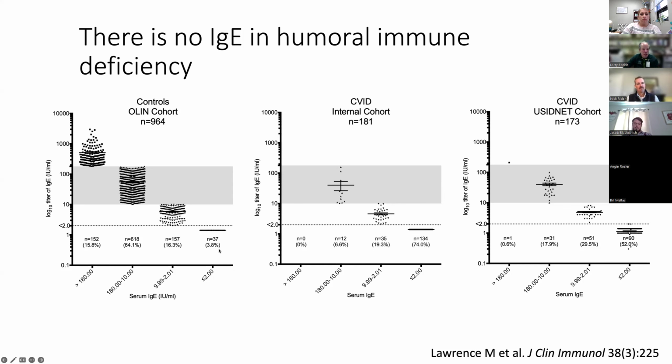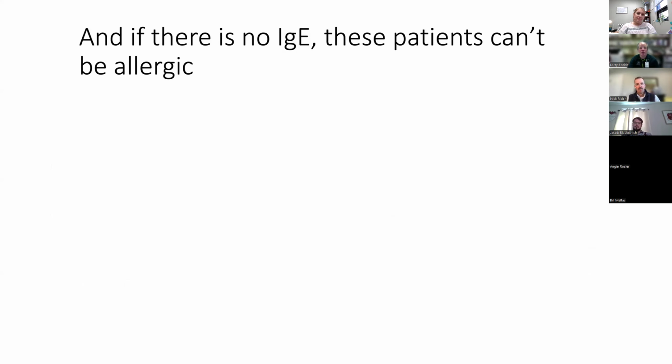And the takeaway message is that absence of IgE is pretty rare in healthy individuals, although it does happen. In contrast, this is the UVA CVID cohort. This is a national network of immune deficient patients. And what you see is anywhere from 52 to 74% have no IgE. And if you include the people with vanishingly low IgE, it's close to 90% of patients who just don't have IgE in these disorders. So if they don't have IgE, anti-IgE is obviously not going to be helpful.